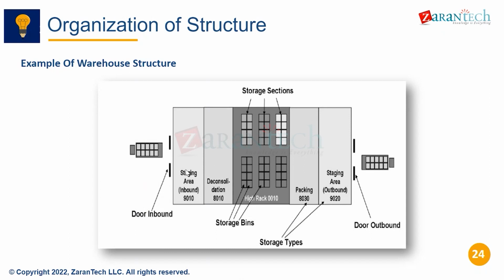Then you have these structures, like you can see here, staging area, and if you have this deconsolidation area, and then you can also have some quality inspection area. So different areas again, you can see here, packing area, staging area outbound, and for taking the goods out of the warehouse to the customer, you'll have the door outbound area. This is an example of warehouse structure based on the organization structure in the EWM.